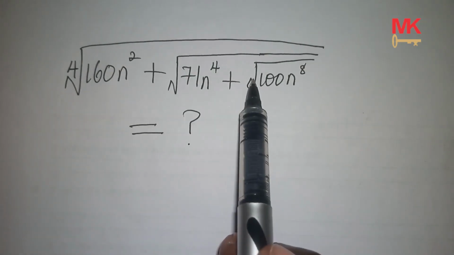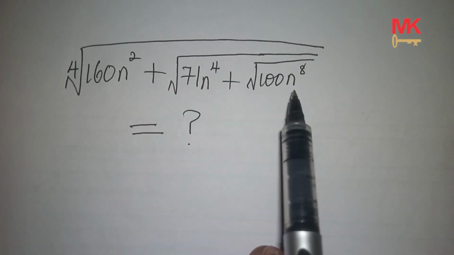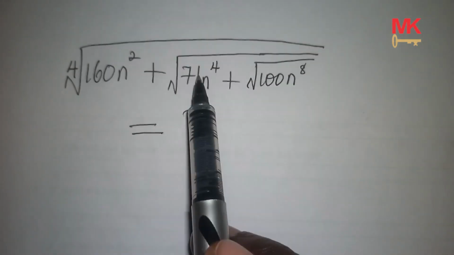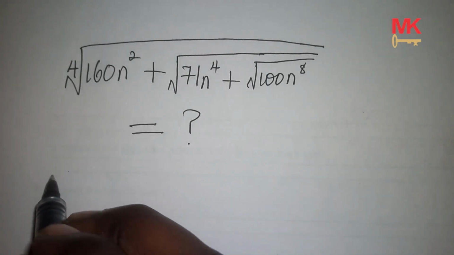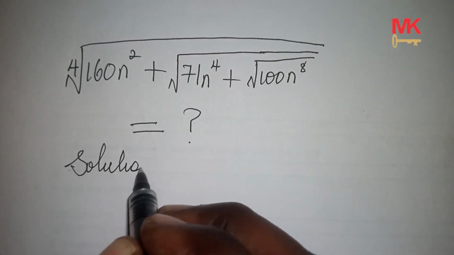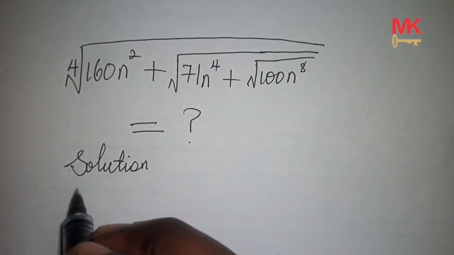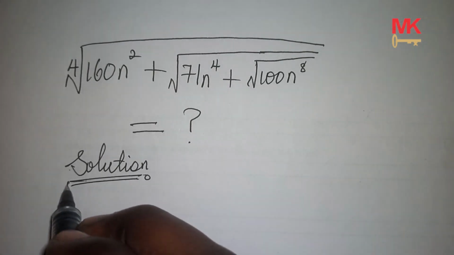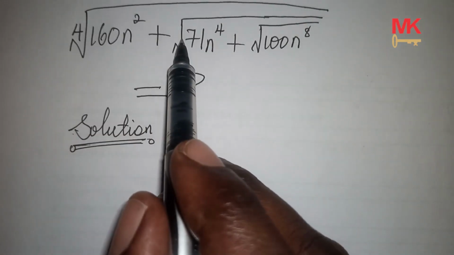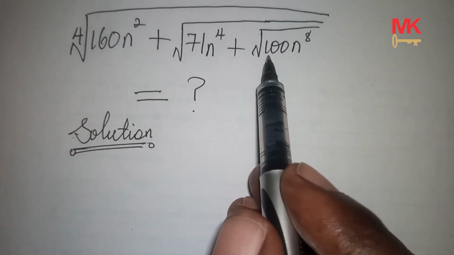In this simple tutorial, I'm going to show you how to simplify this expression involving three different square roots. The first thing we are going to do is to start from within, then we'll begin to solve it outward. So we're going to keep the first square root as we begin, keep the second square root, and we'll deal with the third square root outward.